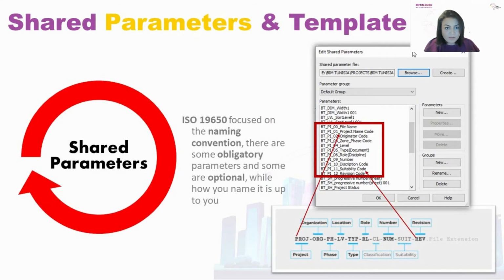These codes and references are inserted in the template by using shared parameters. Some are obligatory fields and some are optional, while how you name it is up to you. You will have to prepare, or your company will do it for you, a few tables of the different categories' naming conventions. This will be included in the BIM execution plan, which will result in a shared parameter file.